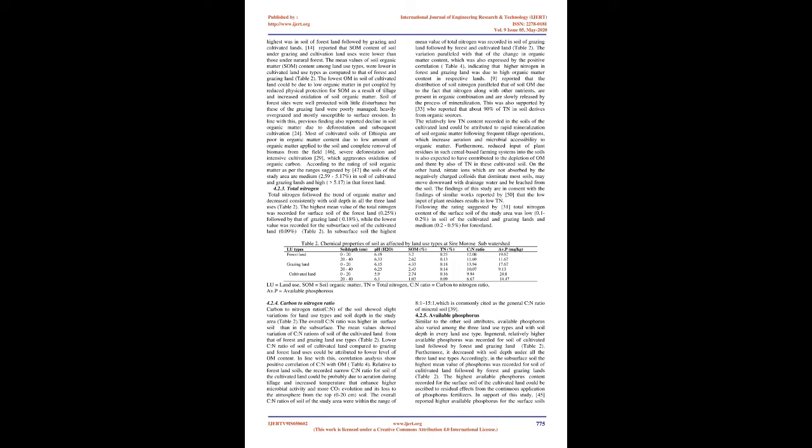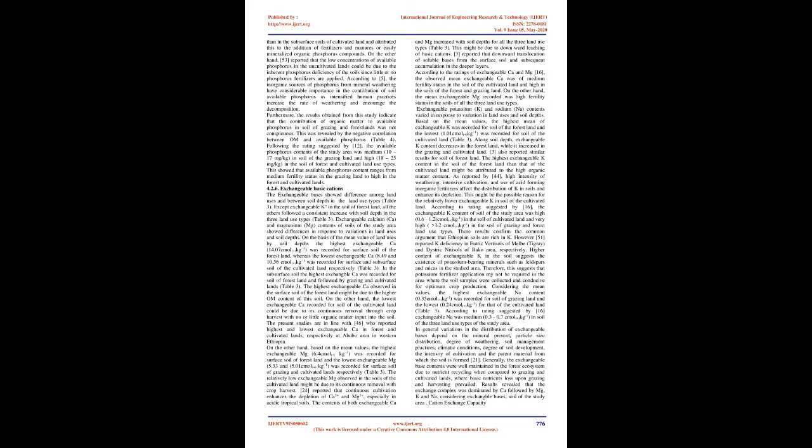The mean values of soil organic matter (SOM) content among land use types were lower in cultivated land use types as compared to that of forest and grazing land, Table 2. The lowest OM in soil of cultivated land could be due to low organic matter input coupled with reduced physical protection for SOM as a result of tillage and increased oxidation of soil organic matter. Soil of forest sites were well protected with little disturbance, but those of the grazing land were poorly managed, heavily overgrazed and mostly susceptible to surface erosion.